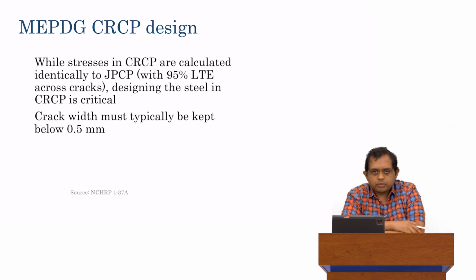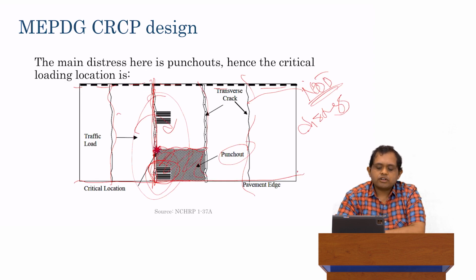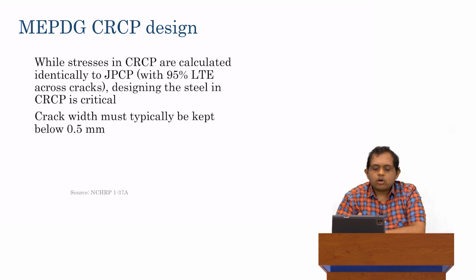Okay. Now, once we have all this information, once we know where the transverse crack is actually placed, once we know what is the load transfer across the transverse crack, which in turn is a function of the crack width, once we have all that, stresses are actually calculated identically to JPCP. Generally we start with an assumption initially of 95% load transfer. So if we have a very small, acceptably small crack width, generally we assume 95% load transfer efficiency, but that is also updated incrementally as the analysis goes forward. So the stresses are calculated identically to JPCP.